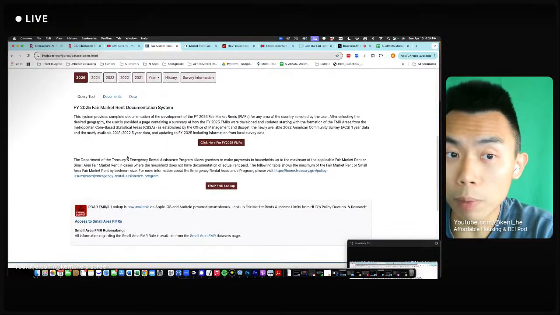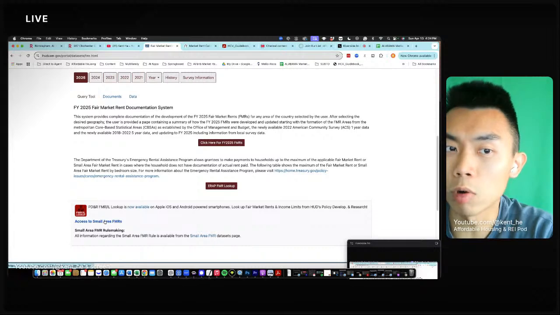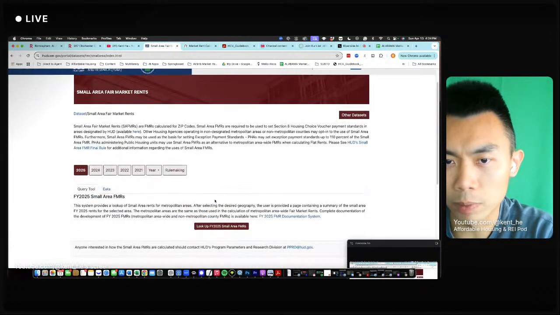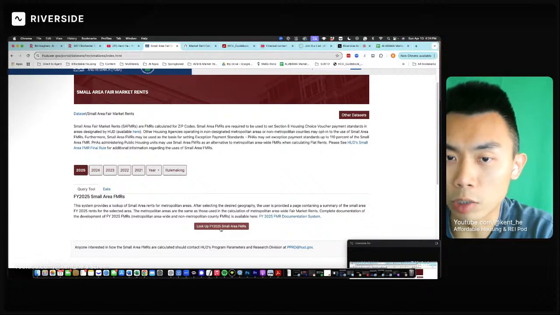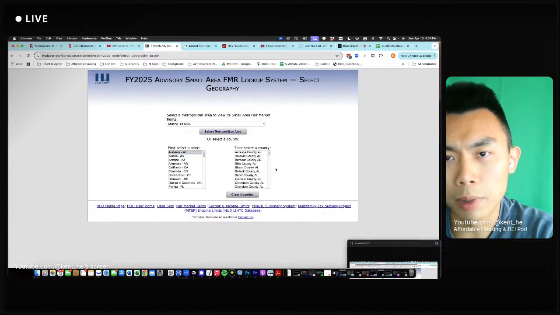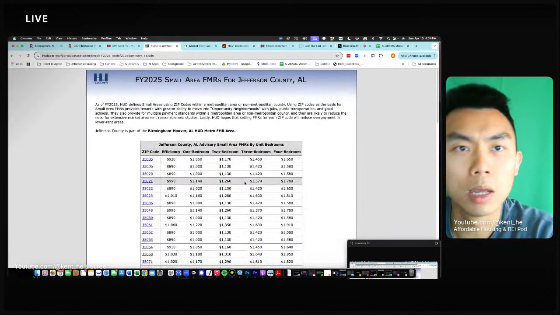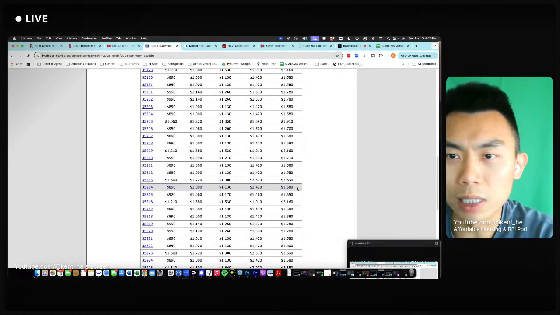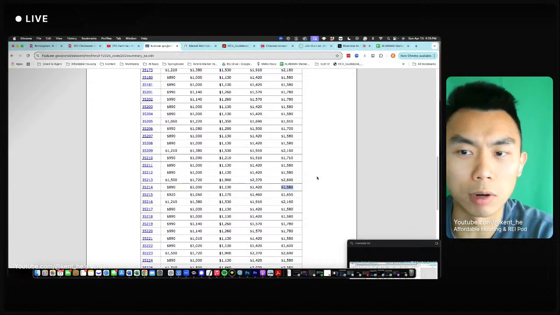When you click on the top link of Google, you're going to come to this page, and I want you to scroll down to the bottom where it says access to small area FMRs. Then you're going to click on FY 2025 small area FMRs. And then you click on Alabama. You can click on the county, and this property is in Jefferson County. And now you're going to get by bedroom count, by zip code, your rent ceiling. So this is right here. Four bedroom is 1580. That's your rent ceiling right now.